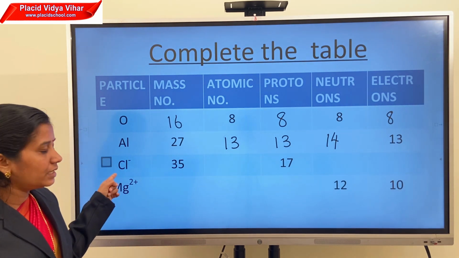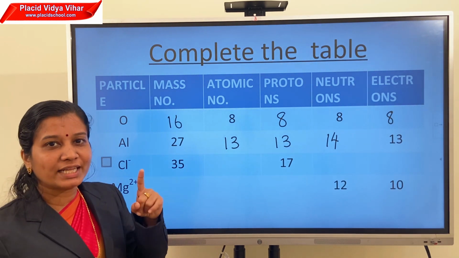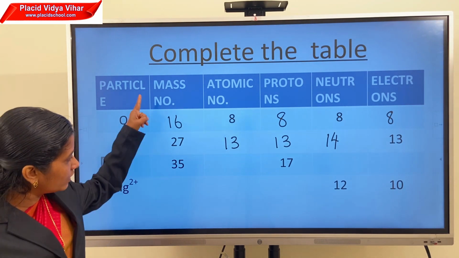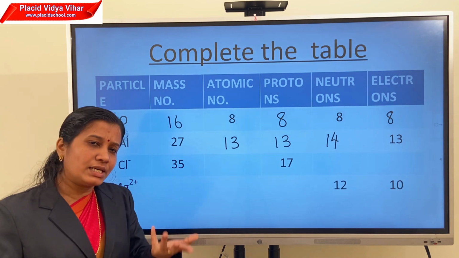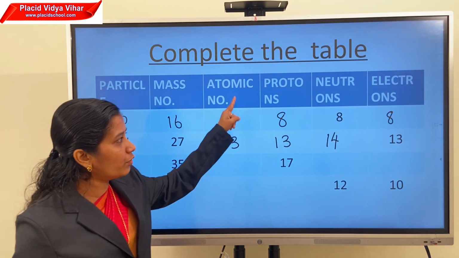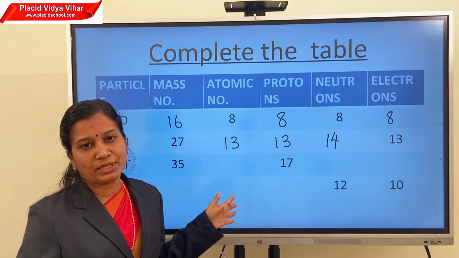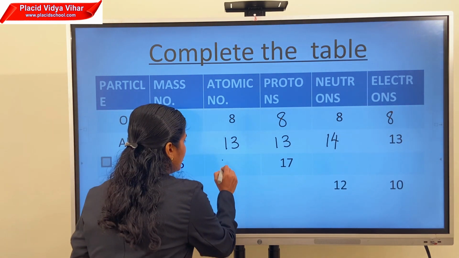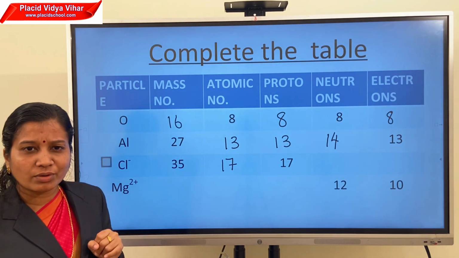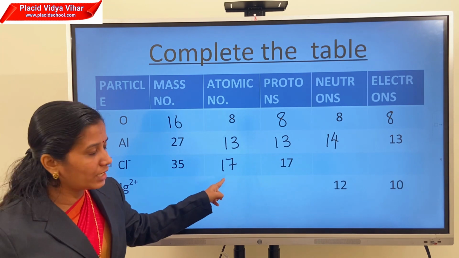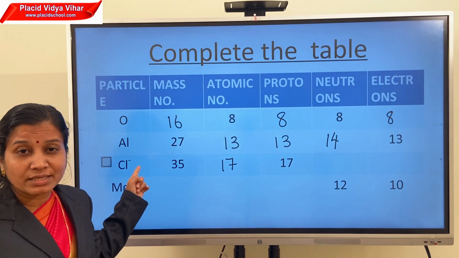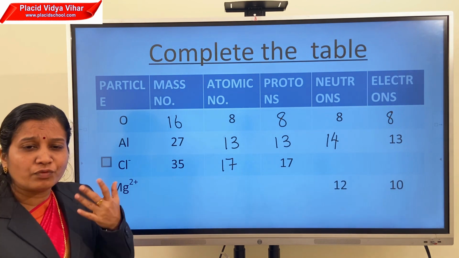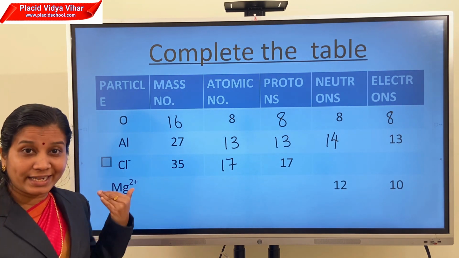Then the third example, Cl minus, one negative charge is there. And you are given the mass number and also the number of protons. So if it is a charged one or the neutral one, the number of protons represents what? Atomic number. So we can write 17 here. But what about the electron? It is not equal to the atomic number. Why? It is having a charge, negative charge. So negative charge means one more electron is added.